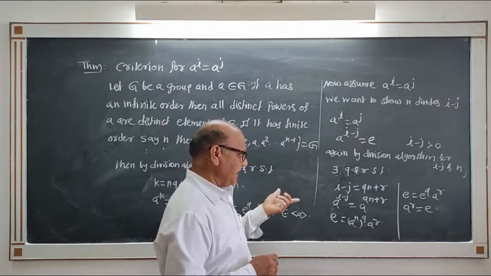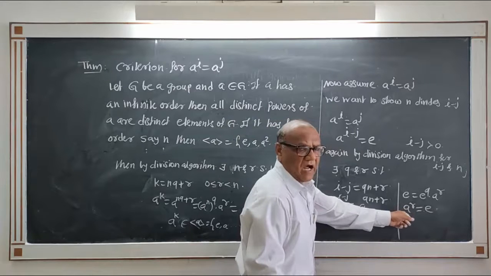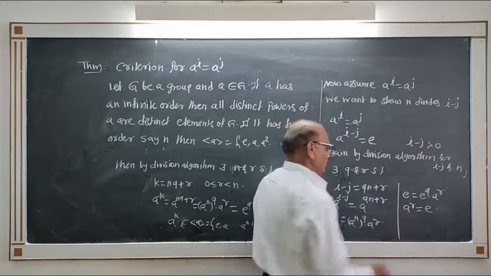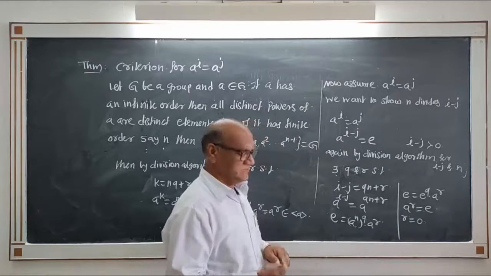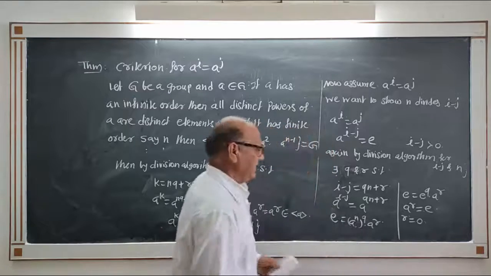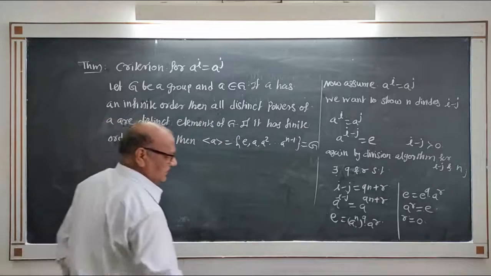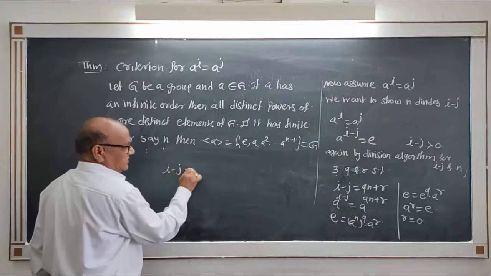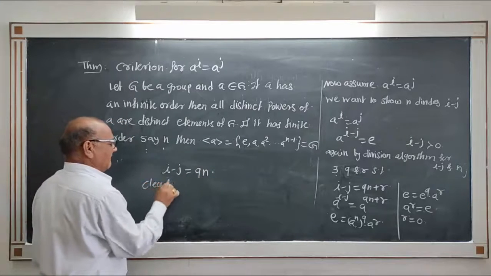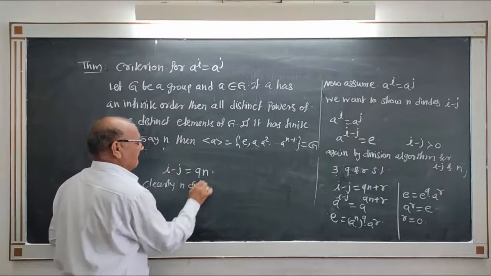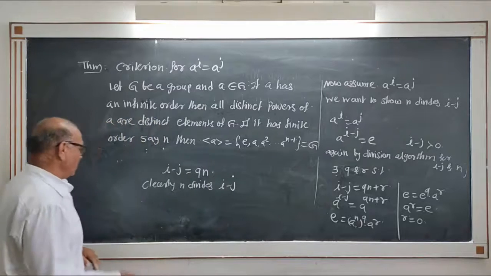Now A to the power R is equal to E, that means R must be 0 because the order of A is n. Now R must be 0, therefore I minus J is equal to QN. Clearly n divides I minus J.